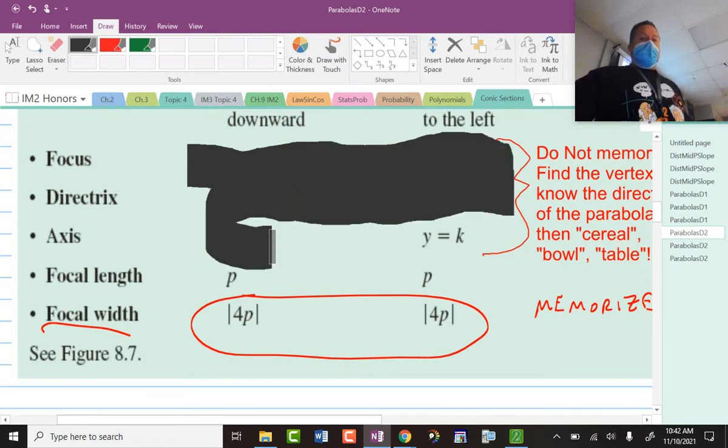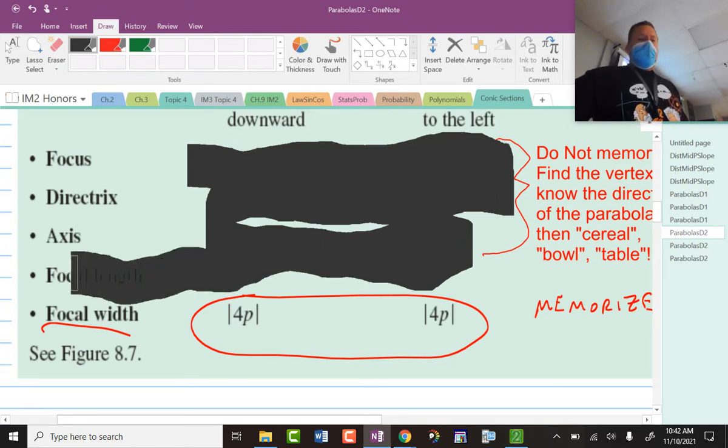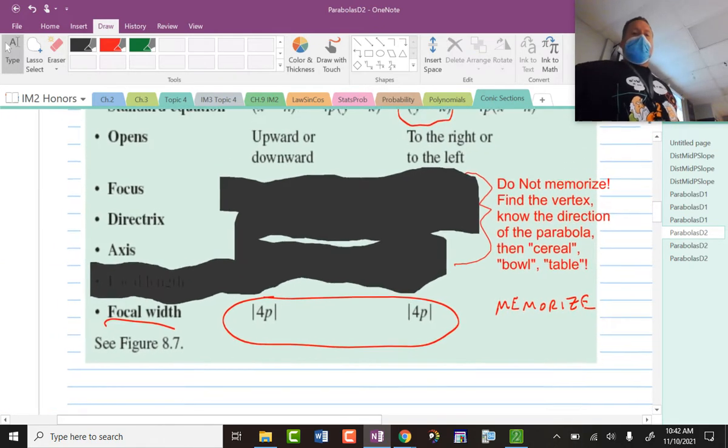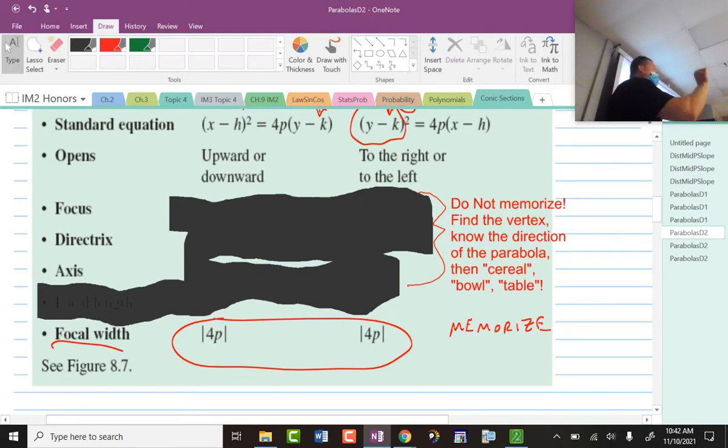And I used to teach this way, where they had to have this stuff memorized, and we're not going to do focal length. Axis is just axis of symmetry, and I don't ask that from you guys for right now. Serial table will let us find the focus, directrix, and focal width. Not really focal width. Focal width is just the number in front of the x or the y thing. So we are not going to memorize that.